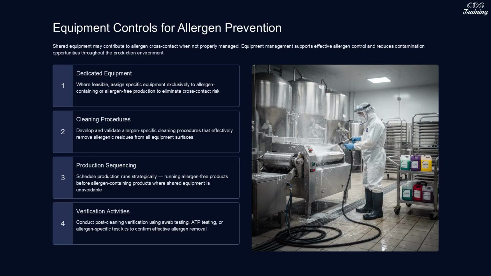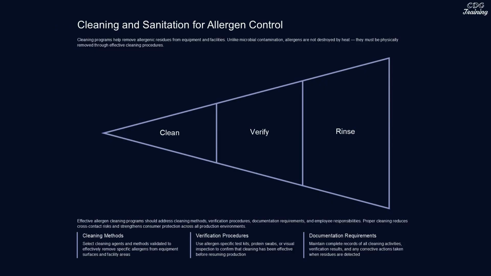Equipment management supports allergen control by reducing contamination risks. Implement dedicated equipment and cleaning procedures. Effective cleaning and sanitation reduce allergen risks. Proper procedures ensure allergens are physically removed from equipment and facilities.